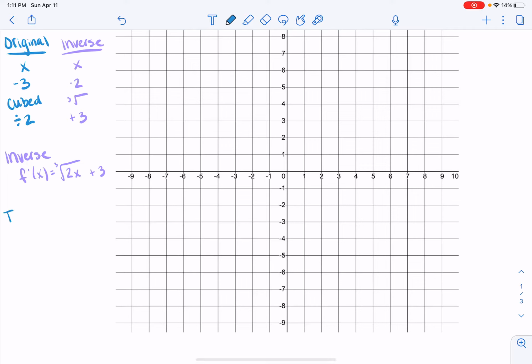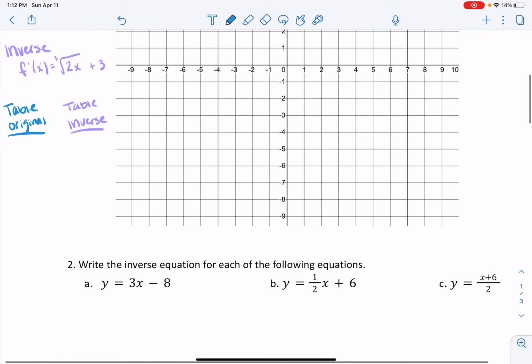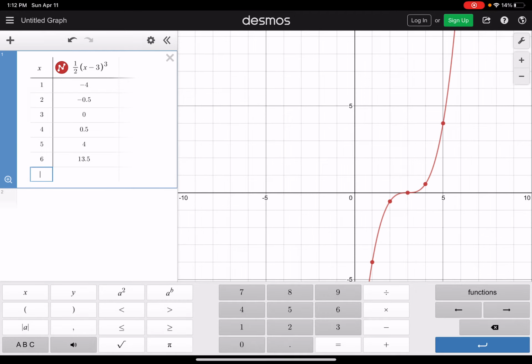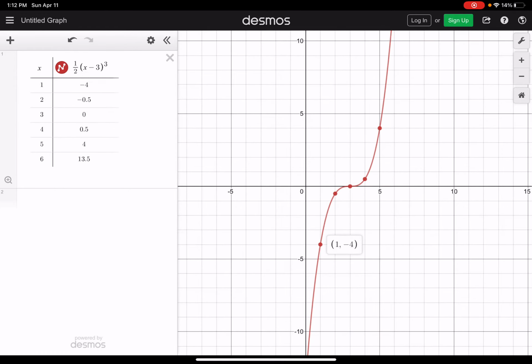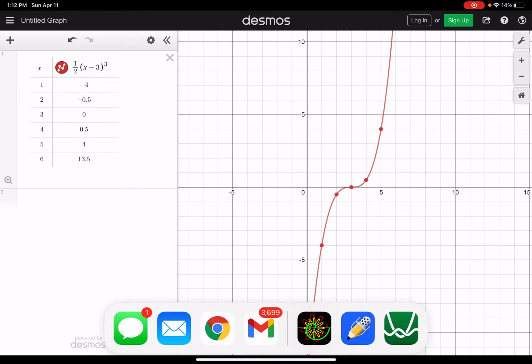We'll do the table for the original, and then we can start thinking about the table for the inverse. I'm going to make an x and y table. What I did was I went into Desmos, typed in the original, and clicked the gear so we could have a table, and I did the values 1 through 6. So it gives me some points to plot. I can see my graph here.